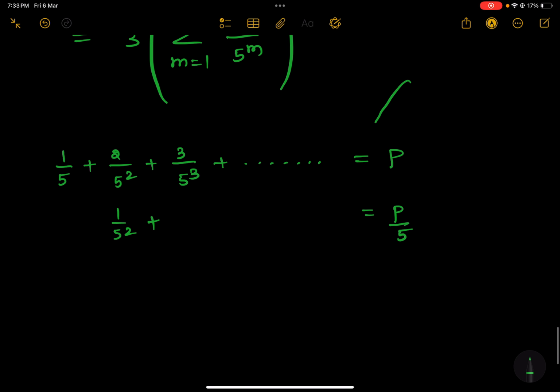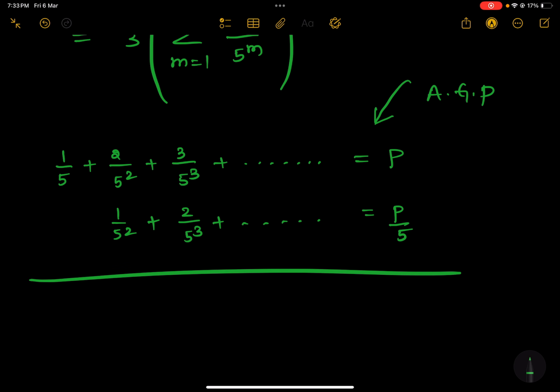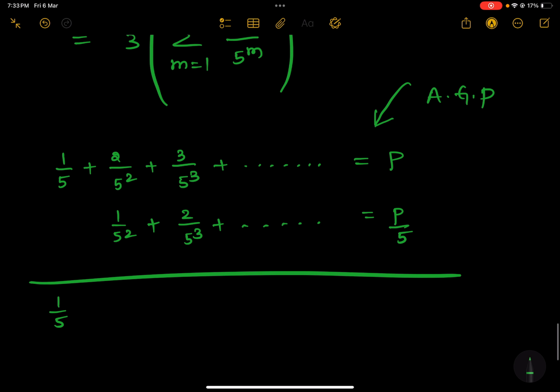This is AGP, arithmetic geometric progression. So the denominator terms are in geometric progression and the numerator terms are in arithmetic progression. So this is how you solve an AGP. So you have 2 upon 5 cube plus and so on. Now subtract these two. So you'll get 1 upon 5 plus 1 upon 5 square plus 1 upon 5 cube plus and so on is equal to p minus p upon 5. So that is simply 4 by 5 p.